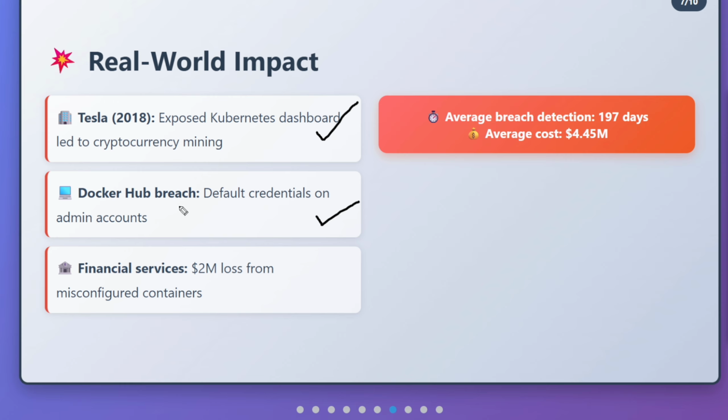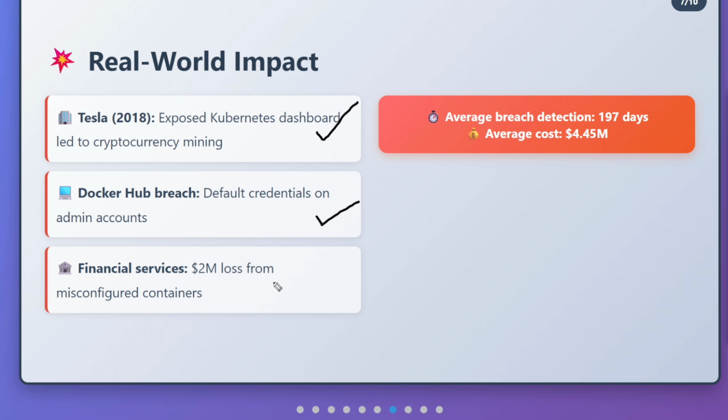And the second one was the Docker Hub breach, with default credentials on an admin account. We obviously know Docker Hub, which is a popular container registry provider. It also suffered a breach where attackers exploited default or weak credentials on an admin account. Basically, this allowed unauthorized access to users' data, especially private container registries. This particular breach highlighted the danger of relying on default settings and not enforcing a strong password mechanism.